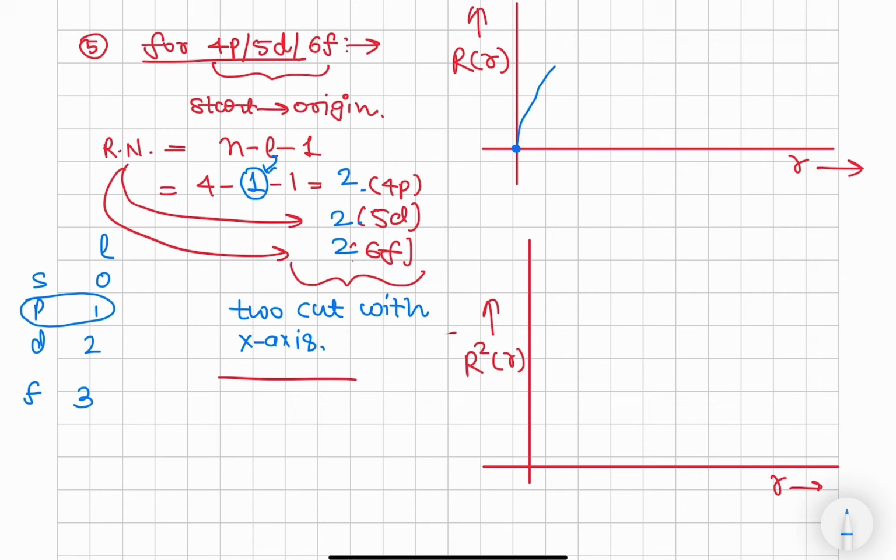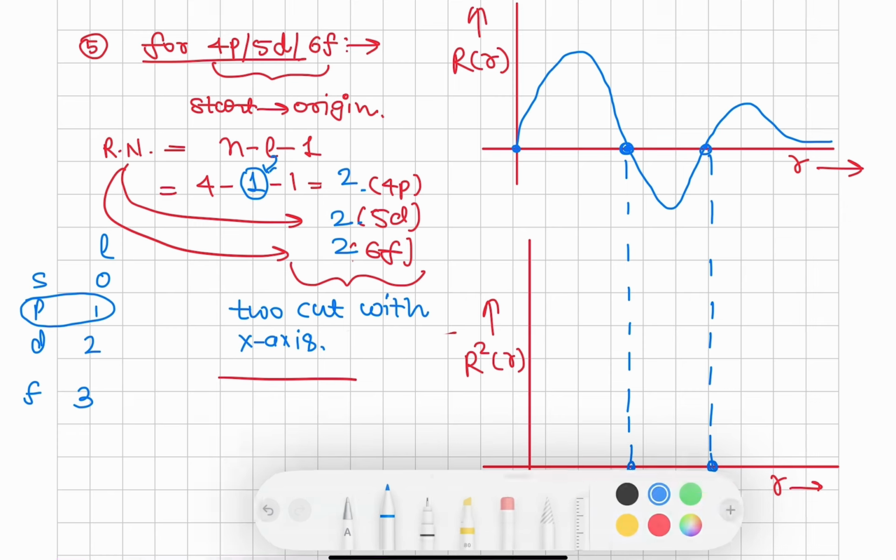First maximum radial node, depth decreases, 2 cut and parallel to x-axis. These are the 2 radial nodes. We will draw. We will not change the position of the radial node. Okay.